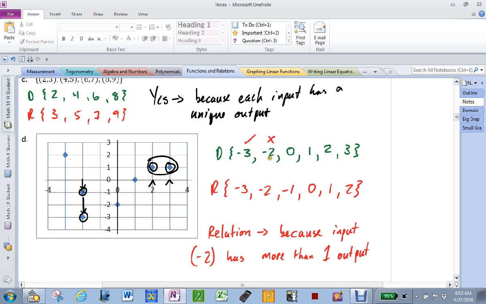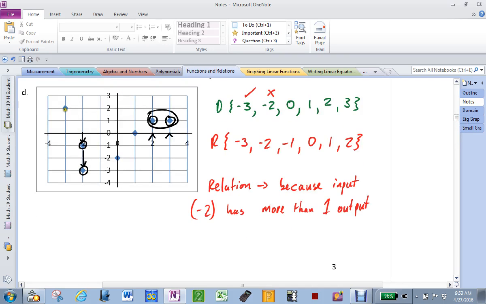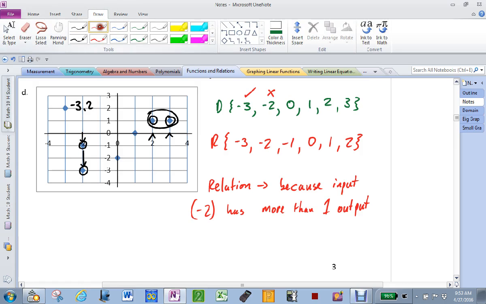Without the picture, your ordered pairs here are what? What is this guy as an ordered pair? -3, 2. Yes? That's okay. I input -3, I got out a 2. Alright? If I throw -3 into the blender, I'm going to get out a number 2 shake. Got it? Now, what's this guy's ordered pair? -2, -1. Yeah? Okay, so I throw -2 into the blender and I get out a -1 shake, yeah?